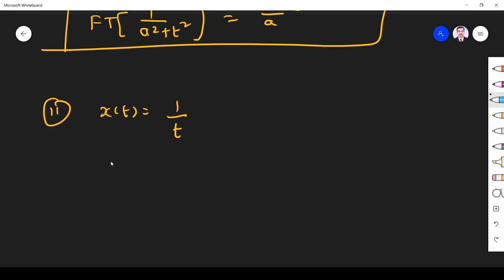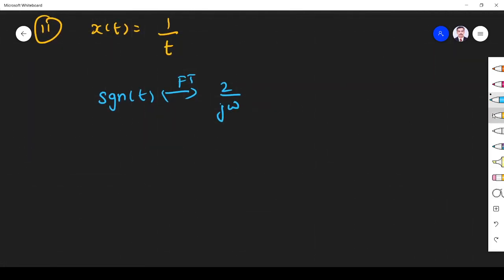I remember one thing. We know that signum of t has a Fourier transform of 2 by j omega. So here you see, this is x of t, and this has a Fourier transform X of omega. So what is the thing as per the duality principle? X of omega should be x of t, 2 by jt, right?